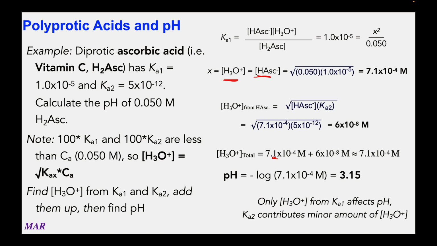So hydronium basically equals the first hydronium from the first part, pH minus log the hydronium from the first part, 3.15. The second acidic hydrogen didn't contribute anything to the pH. It was so small relative to the first one, it's almost like not interacting at all. And this is what we see most of the time with these polyprotic acids. Usually the second acidic hydrogen doesn't contribute anything to the pH. It's so small. If you just focus on the first one, you should be good to go.